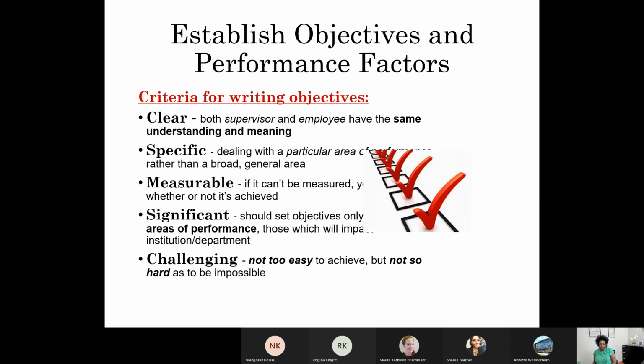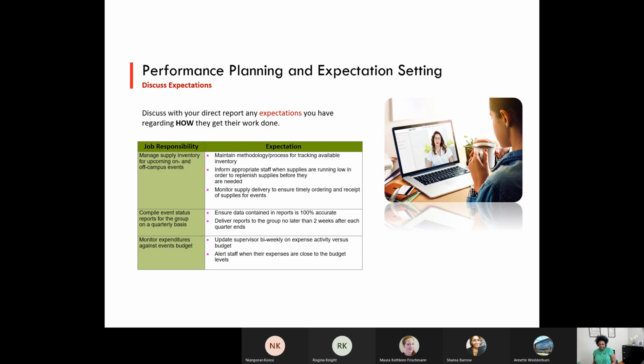So when you're writing, and actually, matter of fact, there is an action plan and word choice description in the chat here that I uploaded. So when you're writing the objectives, you want them to be clear and specific and measurable, significant and challenging. And there are a lot of resources here to help you learn and write these performance factors in a way that is clear and understandable.